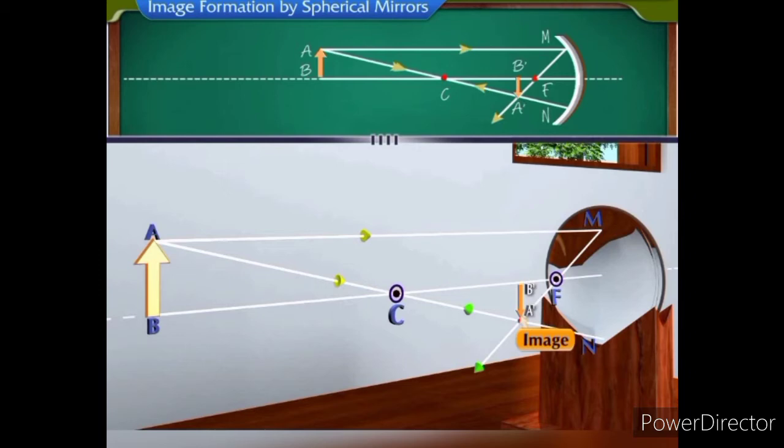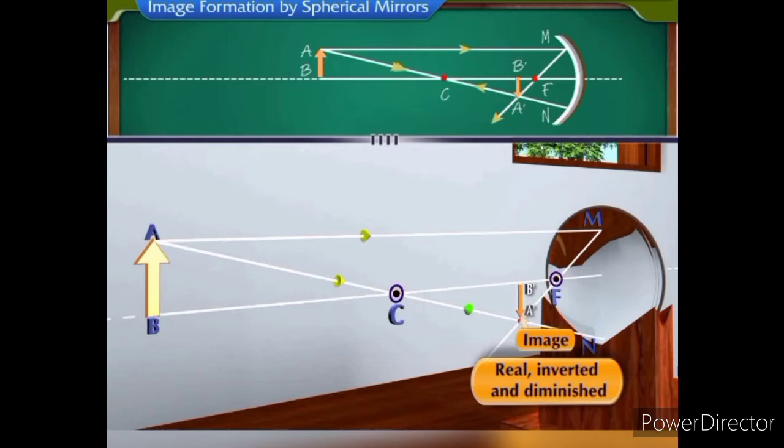Considering rays coming out from different points on the object, the images of these points are obtained. Thus, the image A'B' is obtained between C and F, which is real, diminished, and inverted.